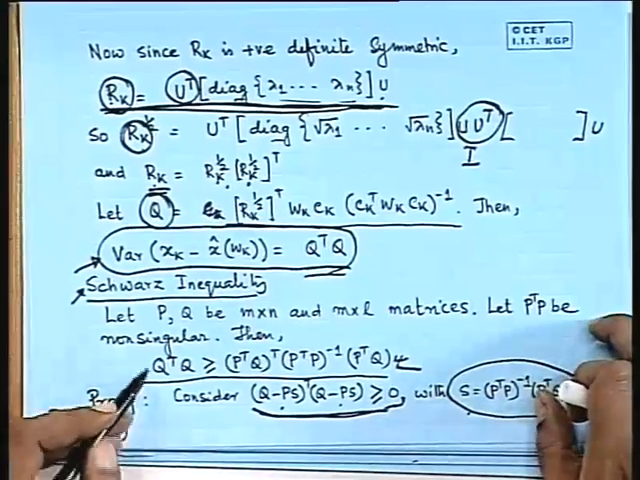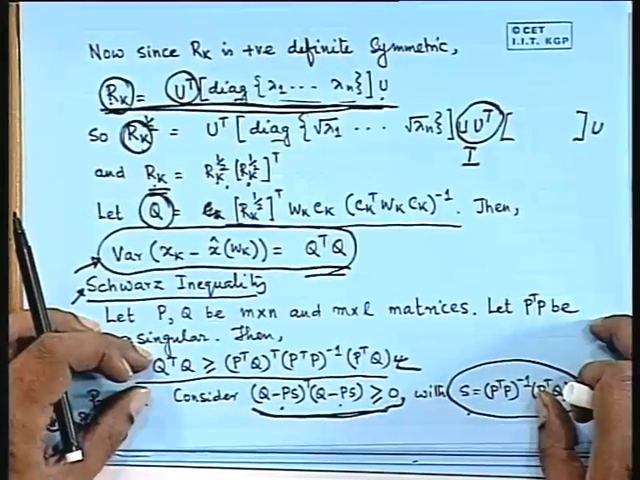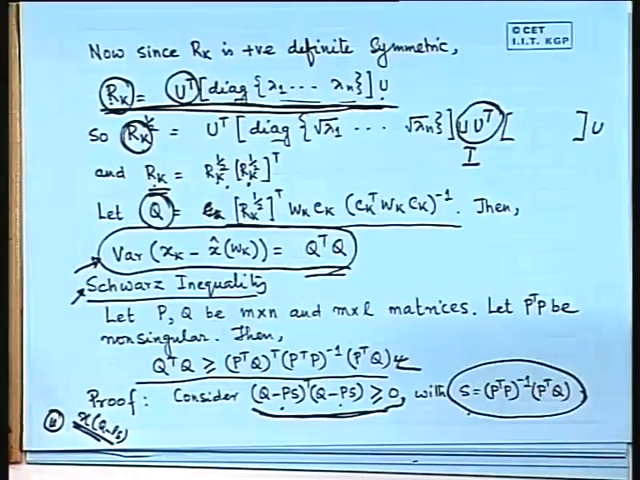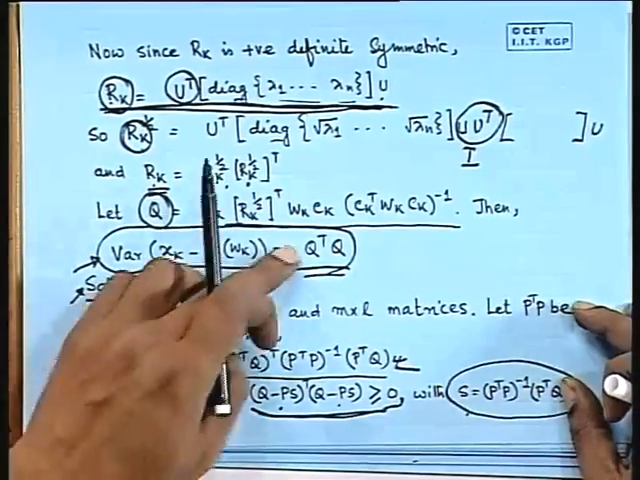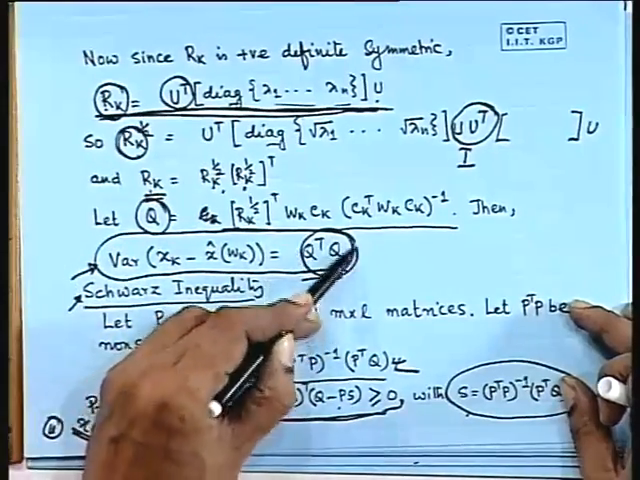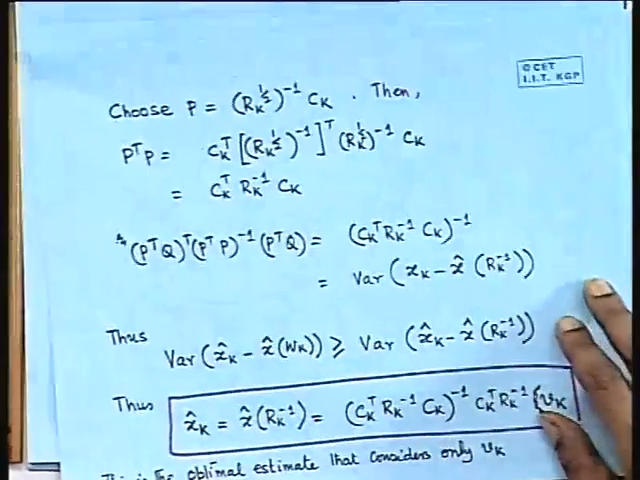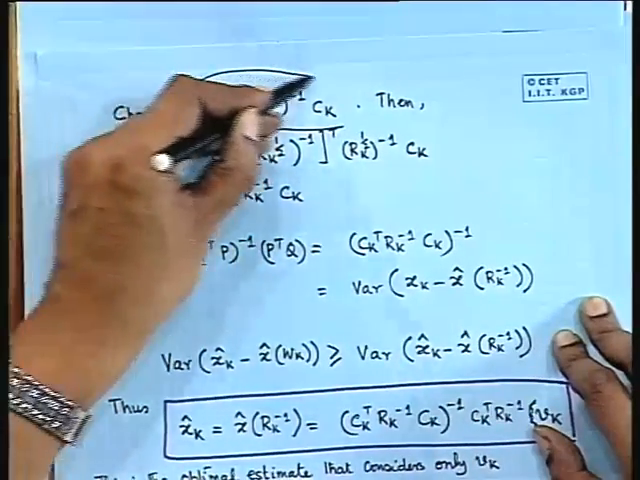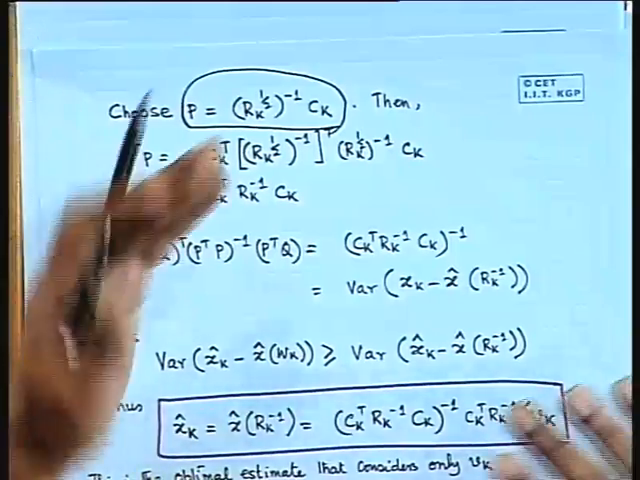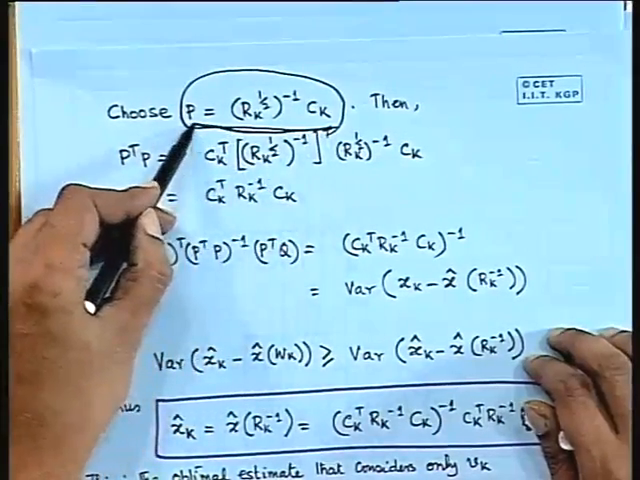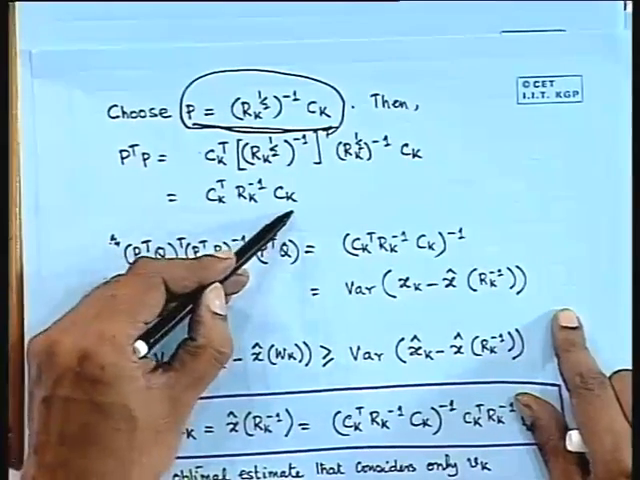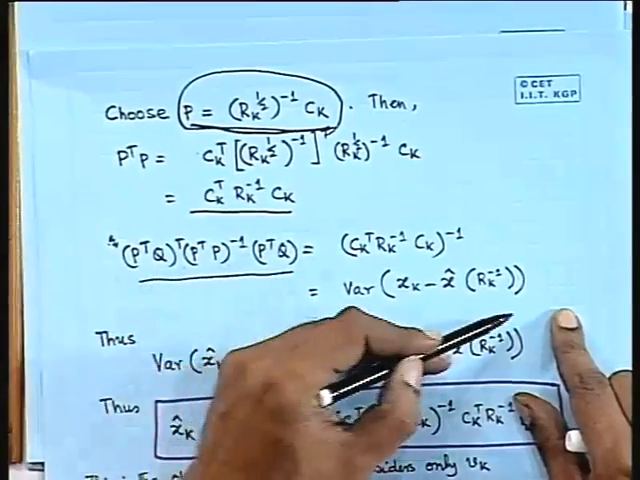So now Q transpose Q. This is a standard matrix algebra relation again. I hope you can understand it. So now we have to map it with respect to this. So what is that mapping? That mapping says that you choose P is equal to this. These people have found it simply by observation and by thinking hard as to how to prove it. So people have found that if you choose P is equal to this, then you will get that P transpose P is this, and this will become this.